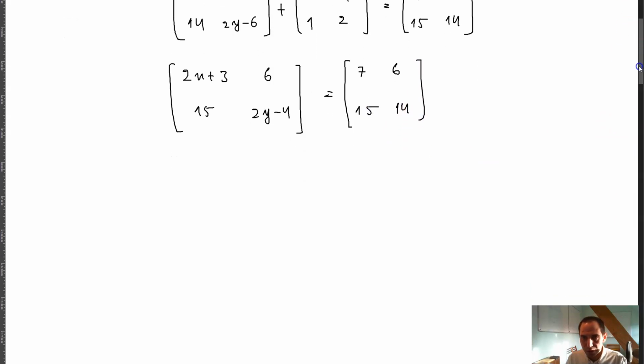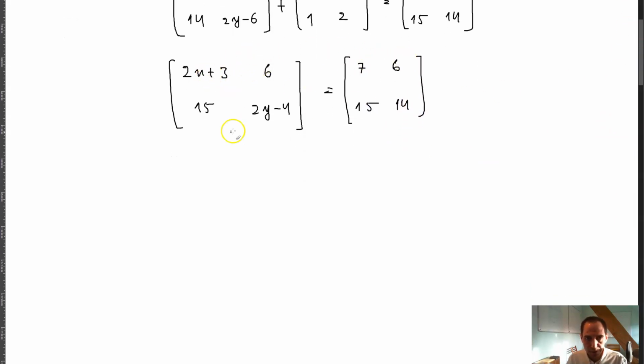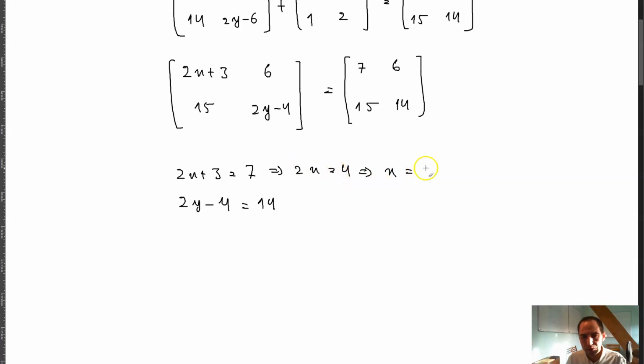Now these two matrices are equal, so the corresponding elements are equal. That means that I can write 2x plus 3 is equal to 7, and 6 is equal to 6, 15 is equal to 15, and 2y minus 4 is equal to 14. This gives 2x is equal to 7 minus 3 is equal to 4. That means that x is equal to 4 divided by 2, which is equal to 2. And this gives 2y is equal to 18. That means that y is equal to 9.